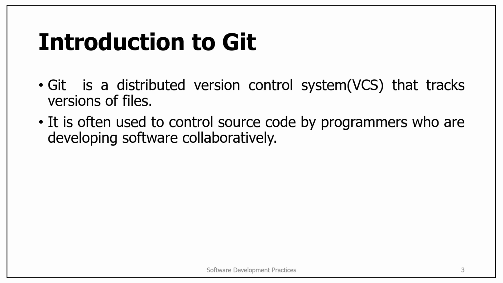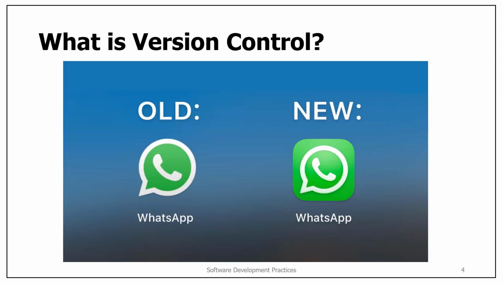Usually in software development processes, programmers collaborate among themselves and develop software, or they create code. In those cases, this version control system will be helpful for them. So what is version control? We shall see an example.